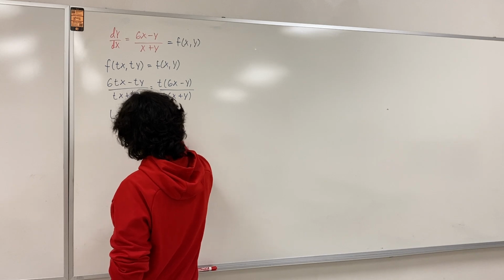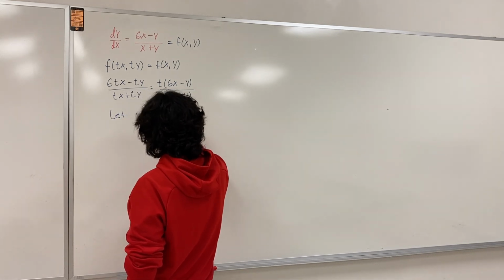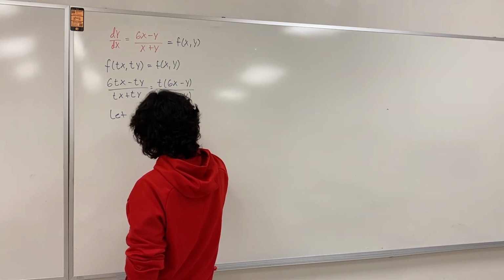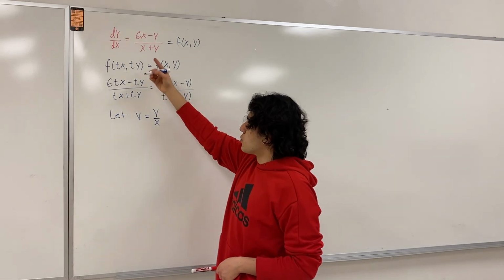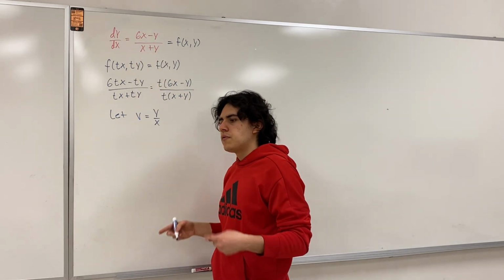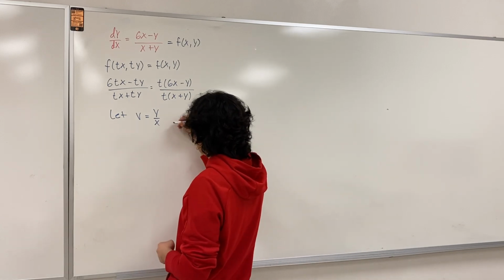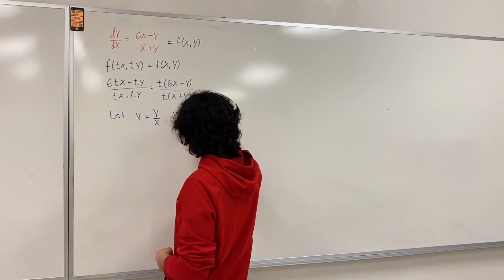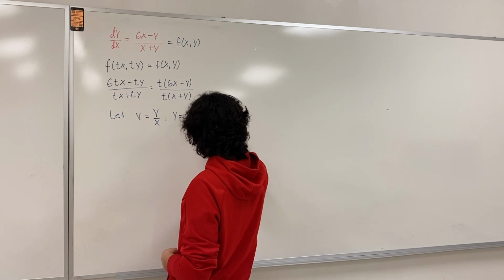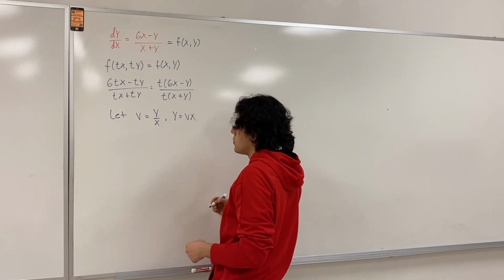Let v, I like using the letter v, let v be equal to y over x. Now, we want to rewrite everything in this equation in terms of v and x. So let's begin with dy/dx. We can find dy/dx, first of all, by saying that y is equal to v times x, based on the substitution that we did.